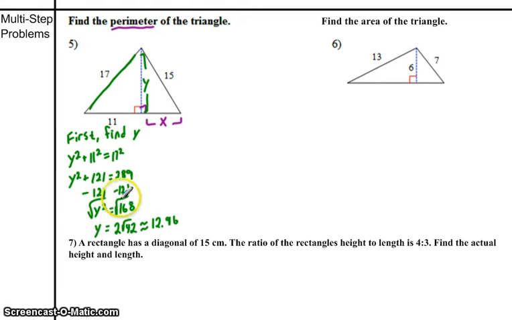We take the square root of both sides to isolate the y, and we end up with y equals the square root of 168. As a simplified radical, that is 2 square root 42. Or if we just drop it in the calculator and get a decimal, that is 12.96.